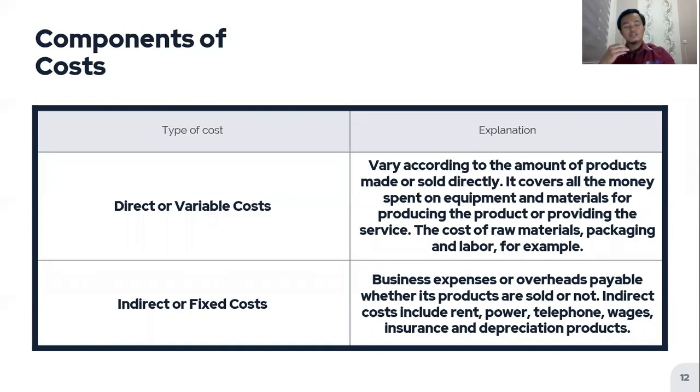Components of cost are divided into two. Direct cost means the amount of product made or sold directly. Indirect cost refers to business expenses or overhead payable whether its products are sold or not.